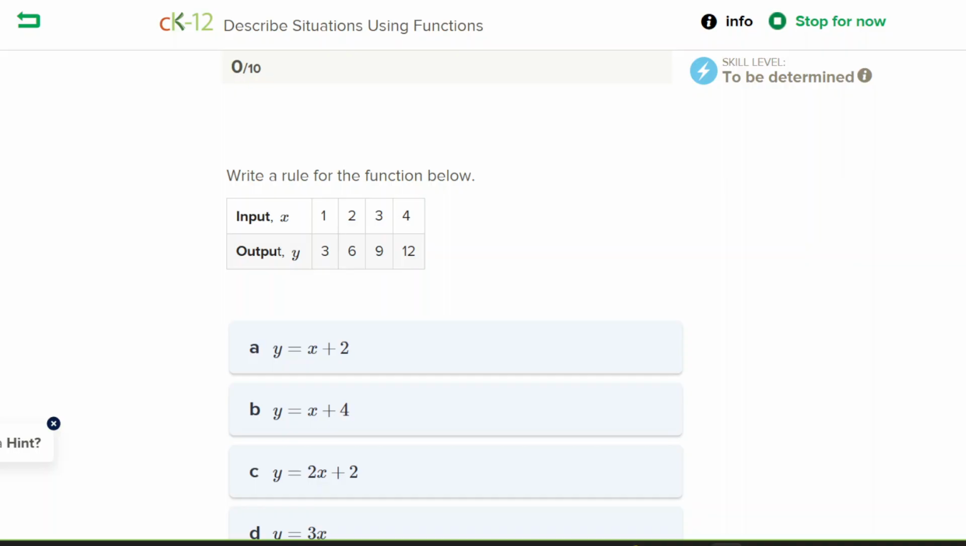In this video, I'm going to be doing several examples taken from the adaptive practice at a website called ck12.org, and I'll be in their Algebra 1 text. So here we are, ck12.org, in their Algebra 1 text, and the adaptive practice called Describe Situations Using Functions. I will be working through just the first 5 of the 10 of these.